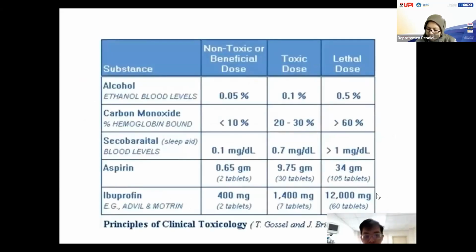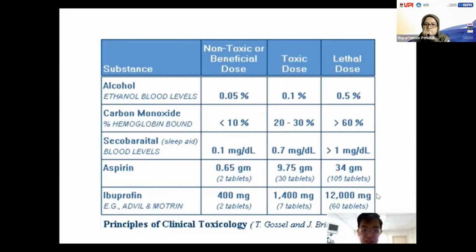Okay, so this slide is just to show you, right? Different substances have different non-toxic levels, different toxic doses, and different lethal doses, depending on what substance you have. For example, alcohol. If you look at alcohol, 0.05% volume over volume will cause nothing, right? It has non-toxic effect. But if you exceed 0.1%, if you drink something containing alcohol that is 0.1%, you will cause toxic effect. But if you go beyond this, you go to 0.5% volume over volume, you will die, because you have exceeded the lethal dose, right?